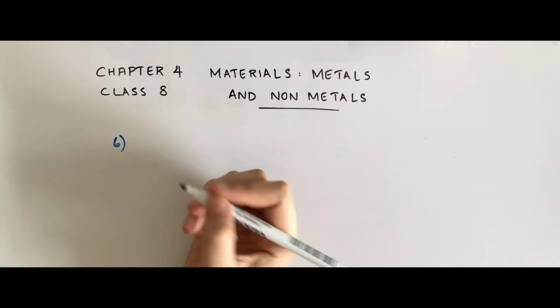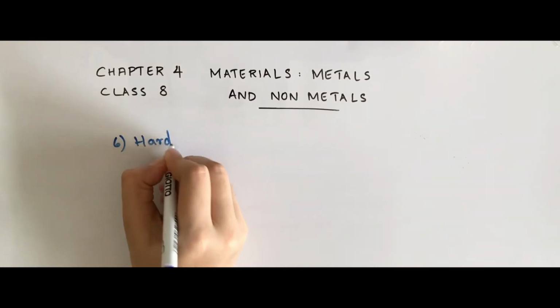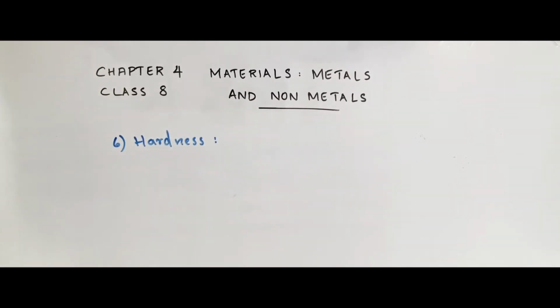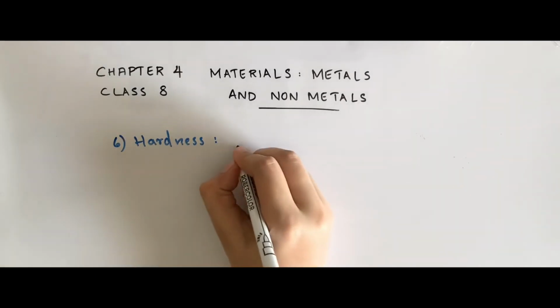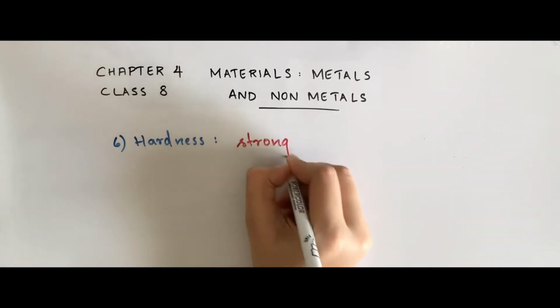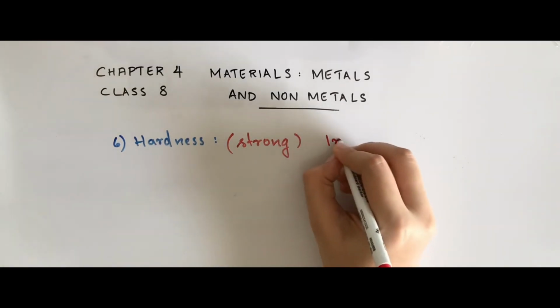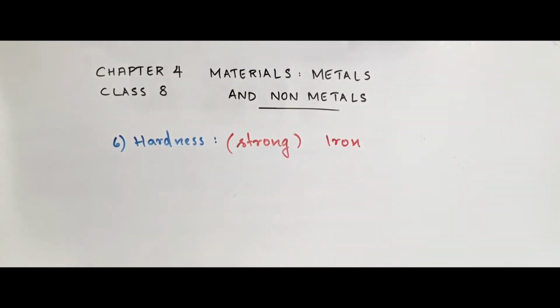The sixth property is hardness. So what is this hardness property? Because of the malleability and ductility of metals, these metals are very strong in nature. So hardness definitely indicates the strength of strong metals. And some metals which are non-ductile and non-malleable are not so strong. The example would be iron itself. Iron is a very good example of a hard or strong metal.